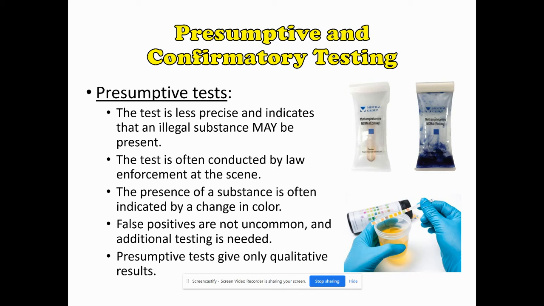Presumptive tests only give qualitative results. They say it's there, it's not there. They don't say how much it is. They don't talk about the weight, the amount, no details. It's just like it is or it is not. Down below, you see a drug test where they just dip the strip in urine and it tests for multiple types of substances. If a certain square turns a certain color, it would be a positive or negative result for those substances in the urine.